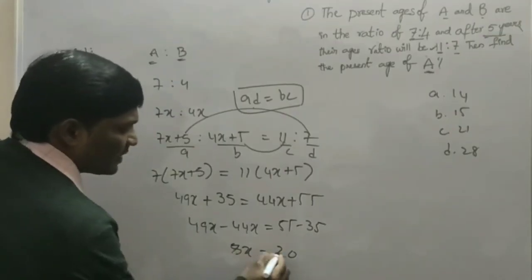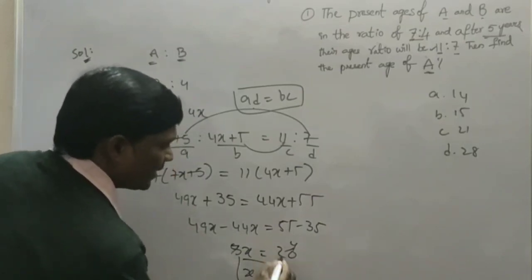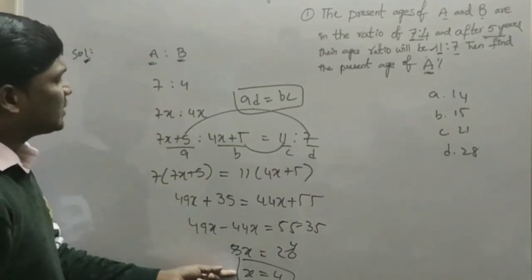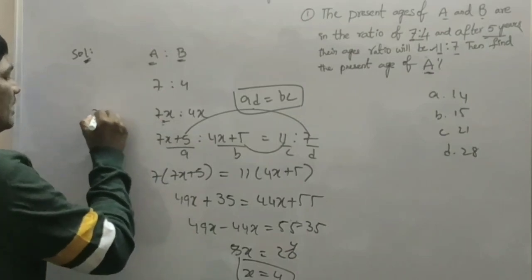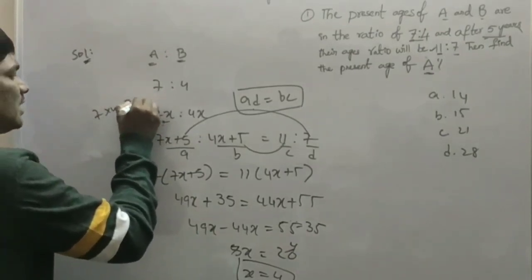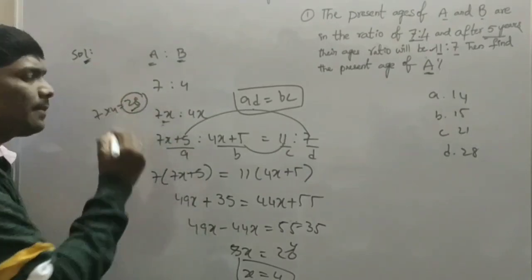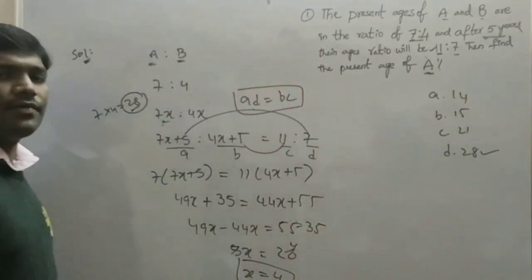So x is equal to how much? 4 years. Let's substitute the x value here. A's age is 7x. Then 7 into 4 is equal to 28 years. A's age here is 28 years. So which option is the right answer? Option D is the right answer.